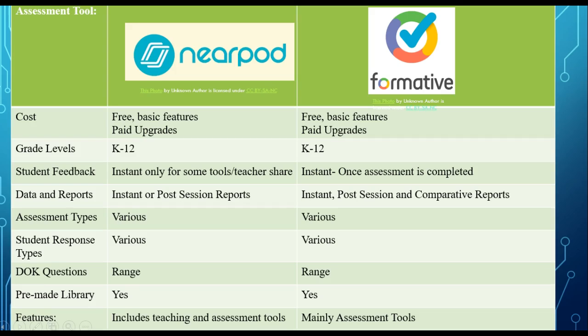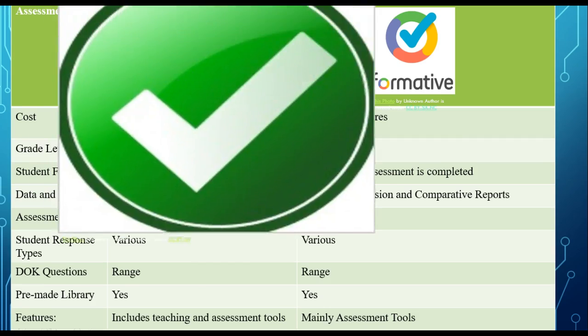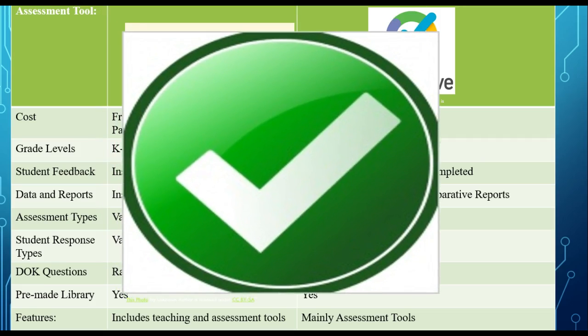They both include data and reports. There are various assessment types for both, student response types for both, and a range of DOK levels. There's also pre-made libraries for both, and the only other difference is the features, because Nearpod includes both teaching and assessment tools, and Formative includes mainly assessment tools. Based on the comparison, I would say that both assessment tools are great for their intended purposes, which is gathering student data to make instructional decisions to increase student achievement.